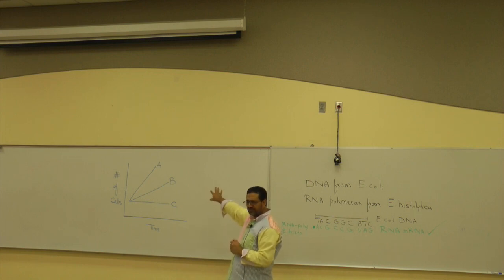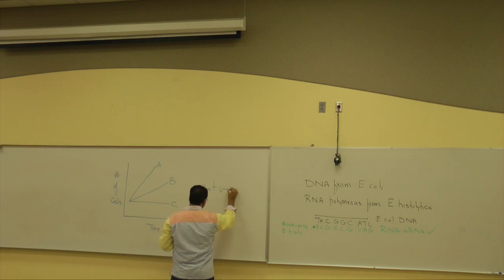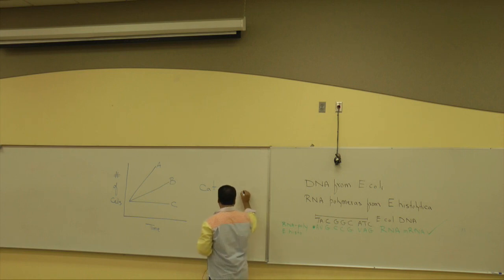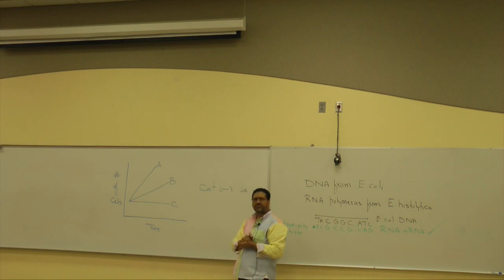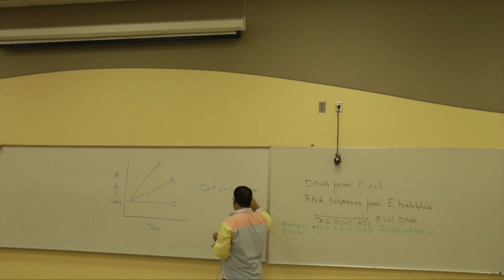What's the question on this one? Catalase negative, incubated, aerobic. Which line depicts the growth of catalase negative bacteria incubated in the presence of oxygen?